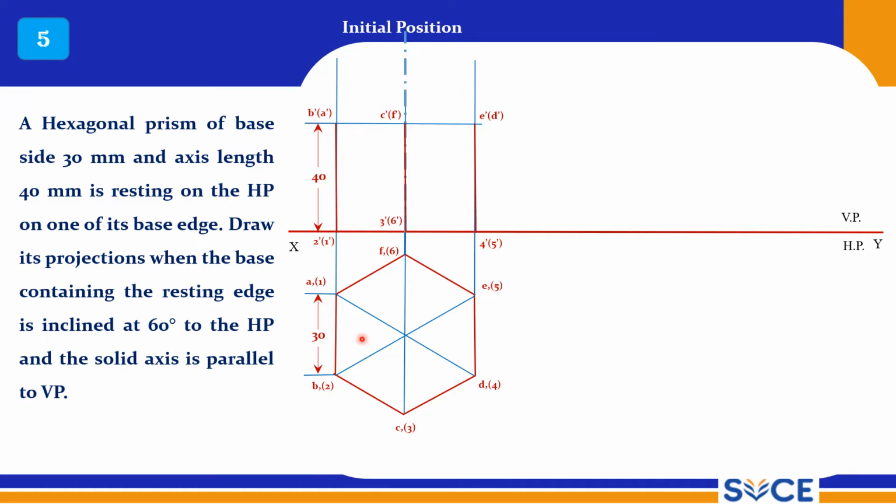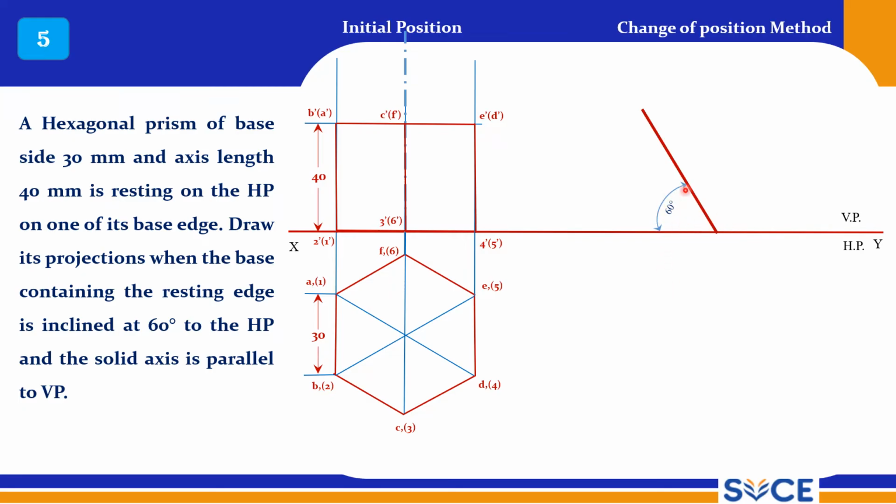So first complete the simple front view and top view. Now you have to tilt, right, you have to tilt 60 degrees to HP. Now the base containing the resting edge. So what is the resting edge here? This is the resting edge 4 5. The entire base is making 60 degrees to HP. So this is 60 degrees, this is 60 degrees.